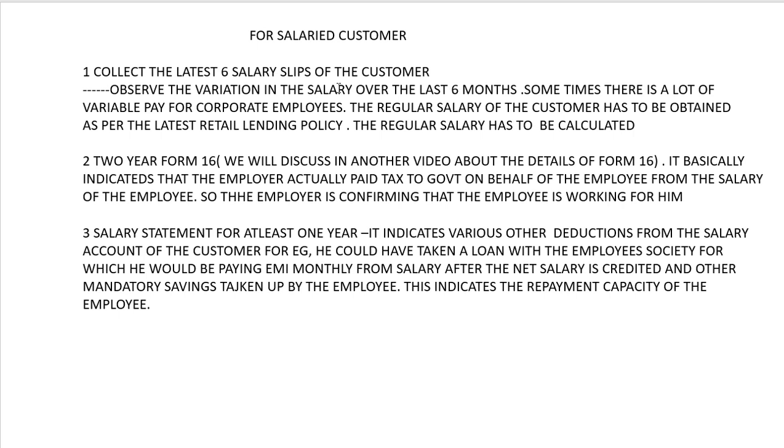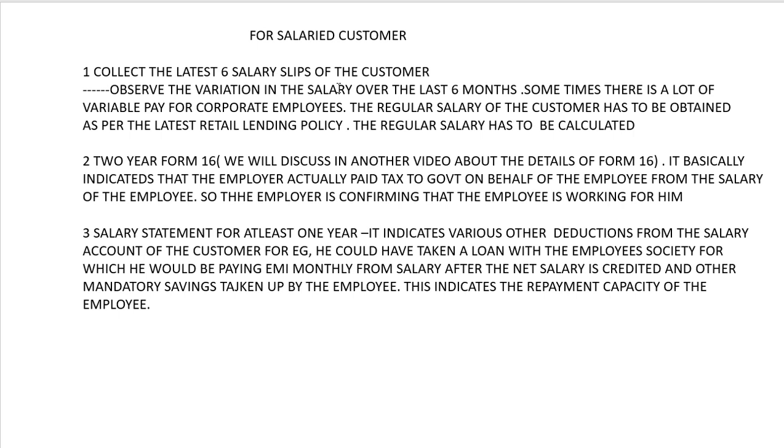So we are understanding that the customer who has come for a housing loan is a salaried customer. For the business customer, of course, we will discuss that later. For now, we are discussing the salaried customer. Immediately when the customer approaches us, we will ask him to send the soft copies or hard copies of salary slips, because salary slips are the thing from which we can understand the salary of the customer.